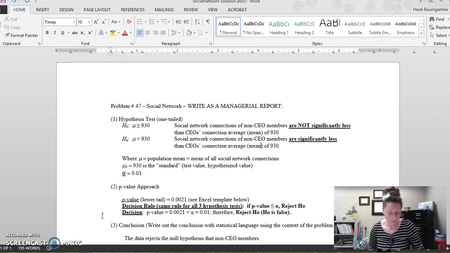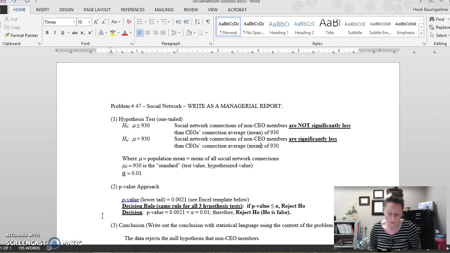Reading it together, it says CEOs who belong to a popular business-oriented social networking service have an average number of 930 connections. Do other members have fewer connections than CEOs? The number of connections for a random sample of 7,515 members who are not CEOs is provided in a data file named Social Network. Based on historical data, the population standard deviation can be assumed to be known.